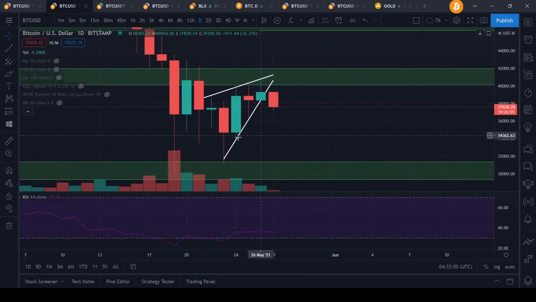So if you entered around here, I think this was this day. So you 1, 2, 3, 4 days of funding fees, depending if you exited your position here, there, or here. Even if it starts to break down and you see that it's breaking down, you exit your position, you still have to pay the funding fees.